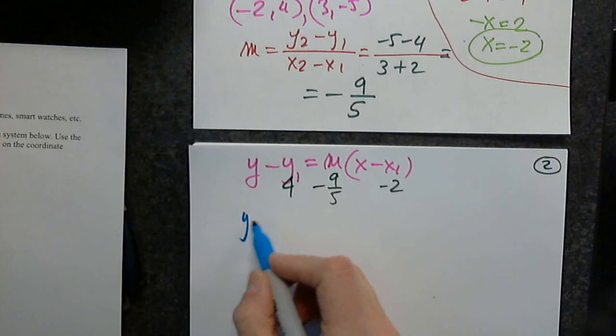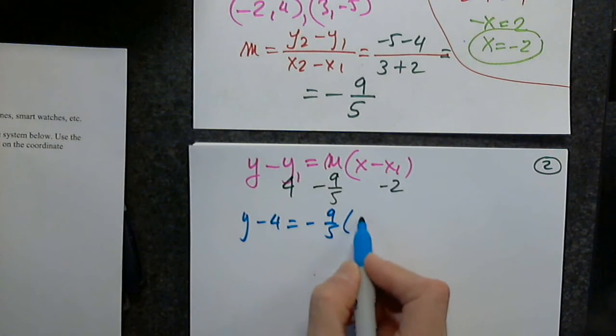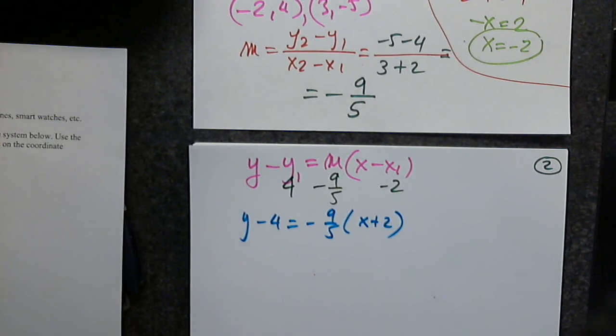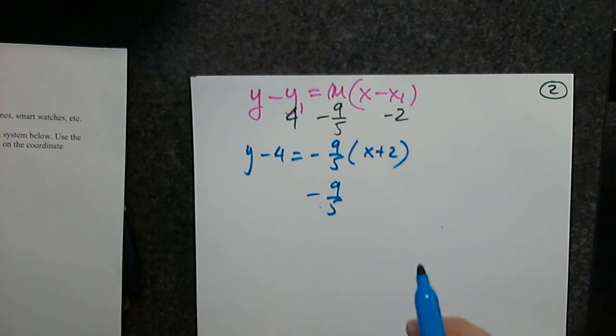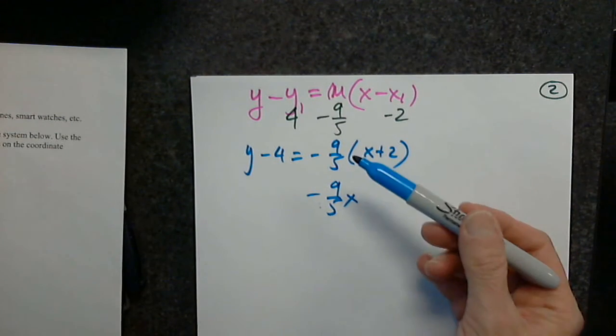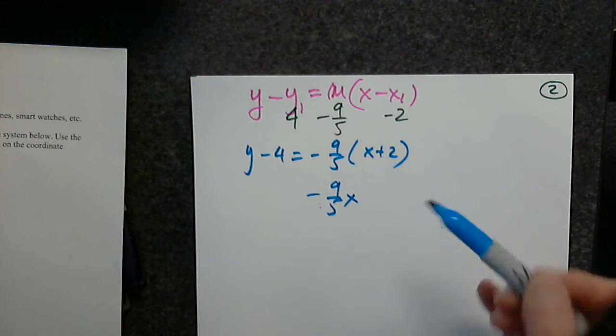So I have y minus 4 equals negative 9/5 times x plus 2. Yes, the next step is to distribute and then add 4. So negative 9/5 x. When I multiply negative 9/5 by 2/1, what do I get?